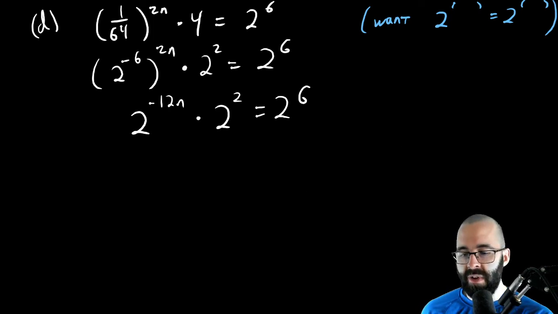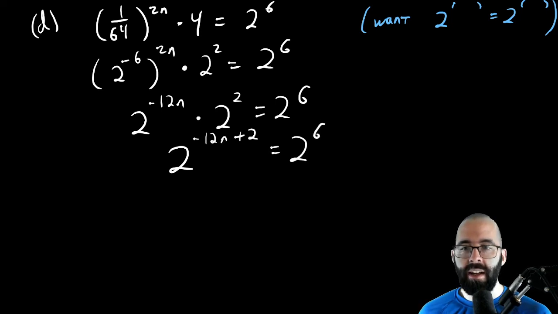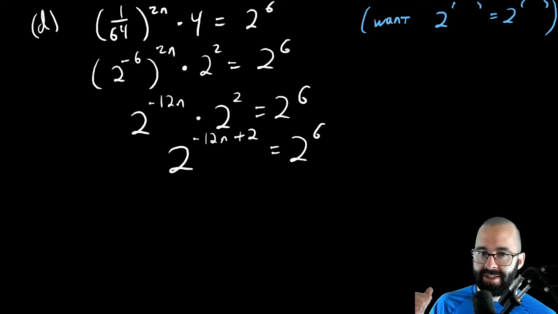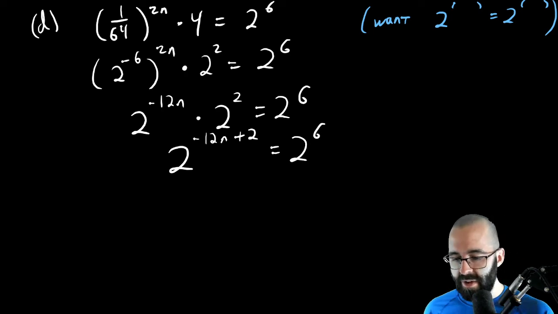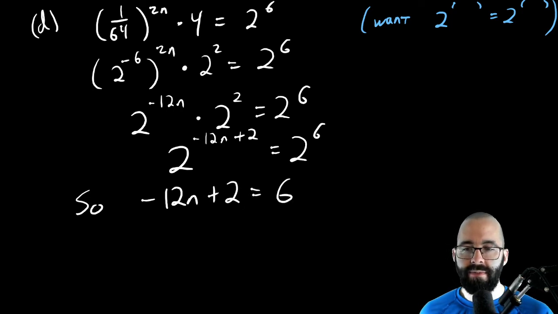Now we have 2 exponential functions of the same base. Add those exponents together. They're not like terms, so it has to just be -12n plus 2. And now we have 2 exponential functions with the same base, so their insides must be the same. All right. We can solve this, no problem.